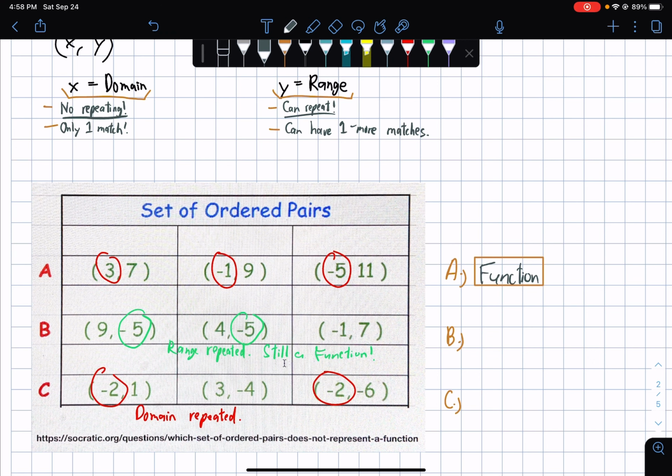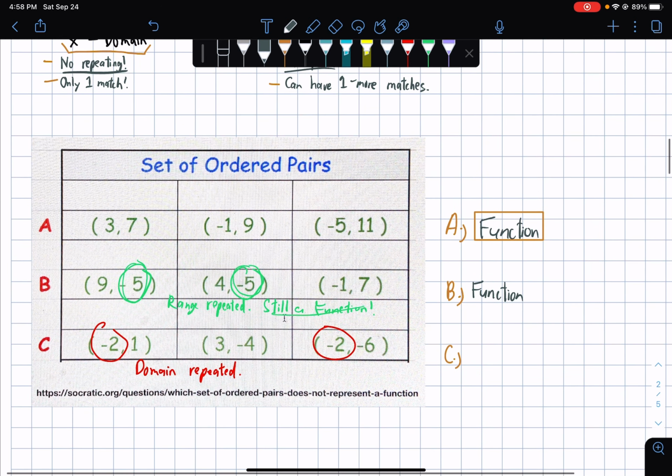Alright, for letter B, as you can see here, range elements repeated, so it's still a function. Why? You can see here 9, 4, and -1. Those are the elements of the domain. They're not the same, so they don't repeat. B is a function. For letter C, the set of ordered pairs, as you can see here, -2, the domain, was repeated twice. So this is not a function.